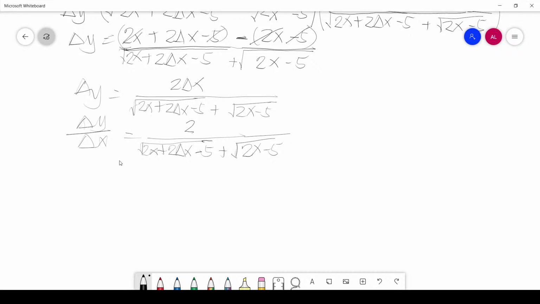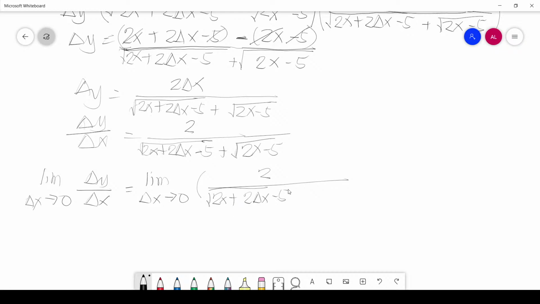Okay? So, again, limit as delta x approaches 0 of the function 2 over the square root of 2x plus 2 delta x minus 5 plus the square root of 2x minus 5. Papalitan ko into pilot na ballpen para mas makita.